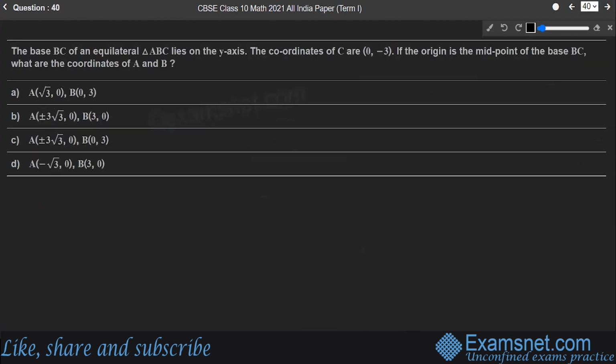Now, let us have the next one. 40th. They are saying the base BC of an equilateral triangle ABC lies on the y-axis. The base lies on the y-axis. Let us draw the figure.